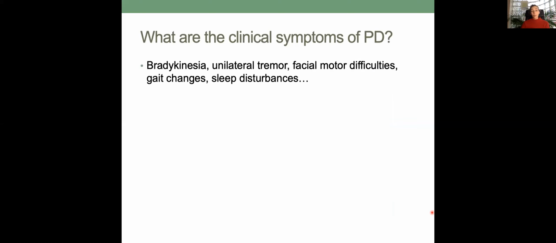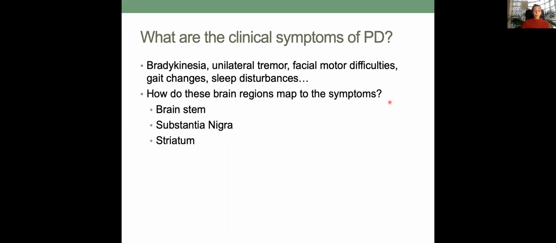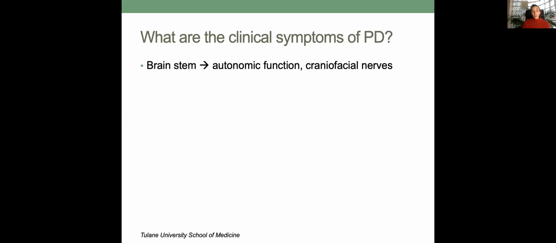So remember, Parkinson's symptoms include bradykinesia, a unilateral tremor, facial motor difficulties like apathy, gait changes, and sleep disturbances. And we see pathology primarily in the brainstem, substantia nigra, and striatum when patients come into the clinic. The brainstem, of course, is important for autonomic function in controlling our craniofacial nerves.